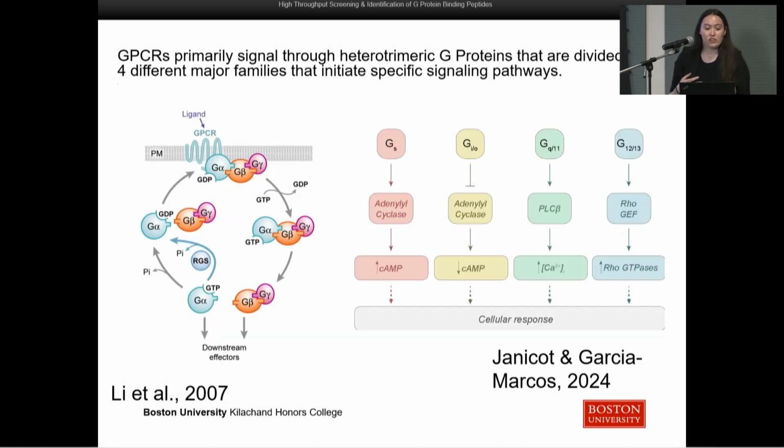In addition, GPCRs primarily signal through heterotrimeric G proteins with an alpha, beta, and gamma subunit. When the GPCR is activated, that leads to the activation of the G protein, and that key moment of activation is when the GDP on the G alpha, marking the inactive state, is displaced by a GTP, marking the active state, sort of like a light switch. In addition, there are also 4 major families that initiate specific signaling pathways.